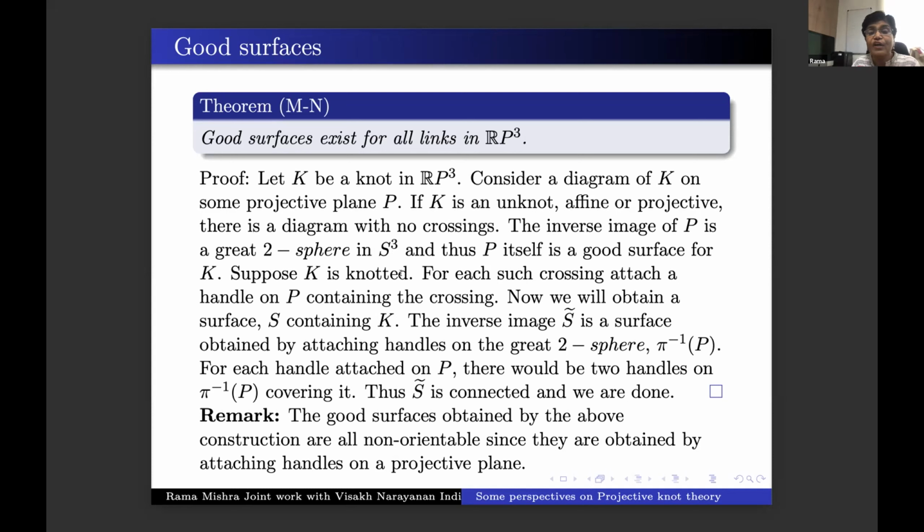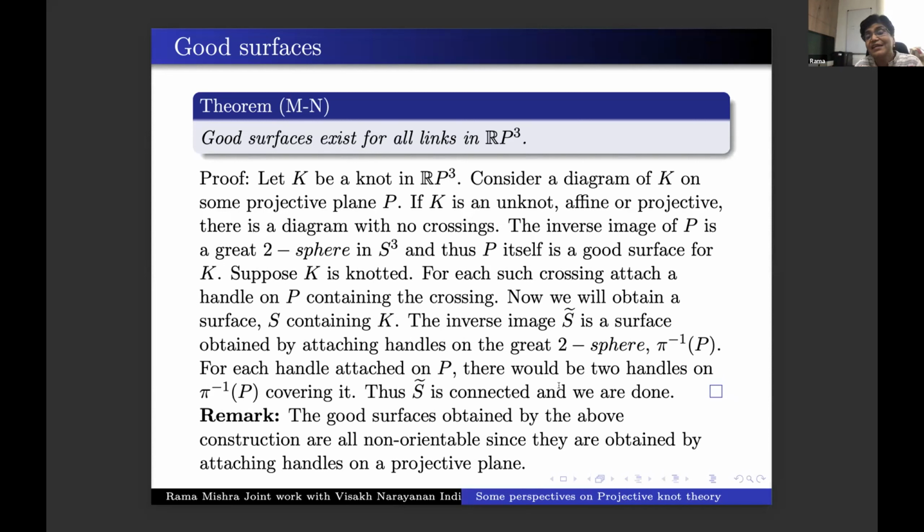But if K is knotted, then for each such crossing, we would attach a handle to P containing that crossing, and we will obtain a surface S containing K in this way. The inverse image S tilde will be a surface obtained by attaching handles on the grade 2 sphere, pi inverse P, which was a grade 2 sphere. Similar handles will be attached there. And for each handle attached on P, there'll be two handles on pi inverse P covering it.